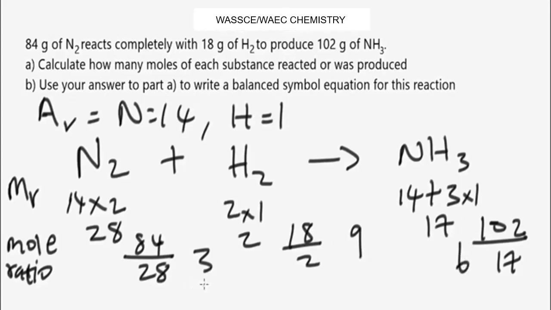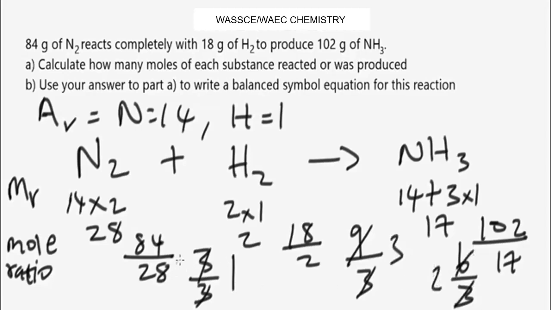Okay, now that we have this, we are going to divide by the least mole ratio. So the least mole ratio here is what? 3. Alright. Divide by 3. So this will cancel this, we have 1. This will cancel this, we have 3. This will cancel this, we have 2. So the mole ratio, we have it to be 1 is to 3 is to 2. So that would be the least mole ratio.